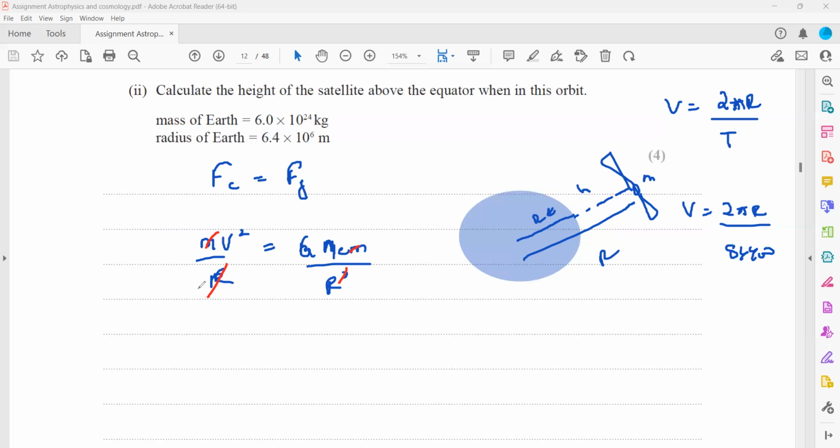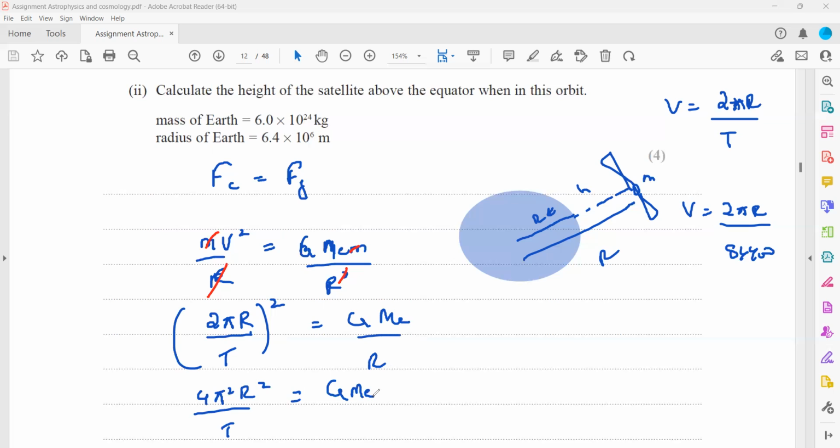So we'll substitute the value of v. When I substitute the value, v square will be 2 pi r divided by T, squared, equal to the gravitational constant, the mass of Earth, over the radius. I'm not substituting 86,400 for T, just keeping everything in variables. Now when we simplify this equation, it will be 4 pi square r square over T square equals G, the mass of Earth, over r. If we simplify for r, 4 pi square is divided on one side, so it will be G M e T square divided by 4 pi square, and this equals r cube.